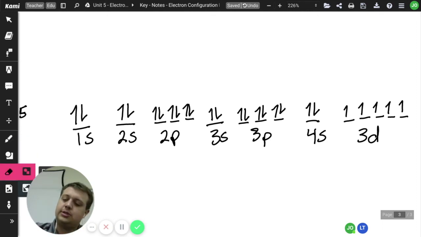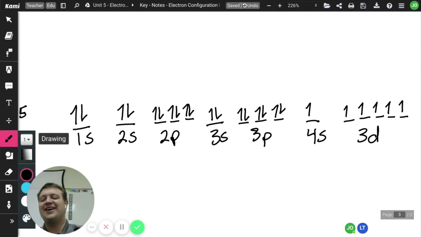Oops, I made a mistake. Our 4s should only have 1 electron. That's what I get for skipping ahead without looking back. So this should be our orbital filling diagram for chromium.